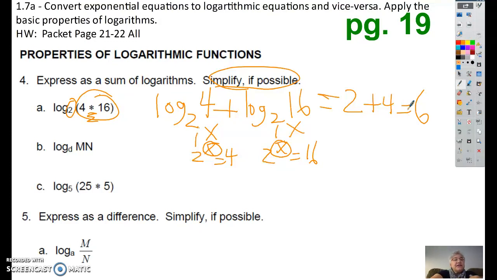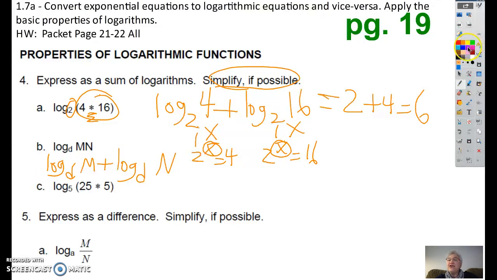B just requires us to expand because there's nothing to solve for if there's no numbers. So expanding means changing multiplication of arguments into addition. Log base d of m plus log base d of n. I'm sorry if I said 9, I meant d. C looks like we're going to also have to solve.